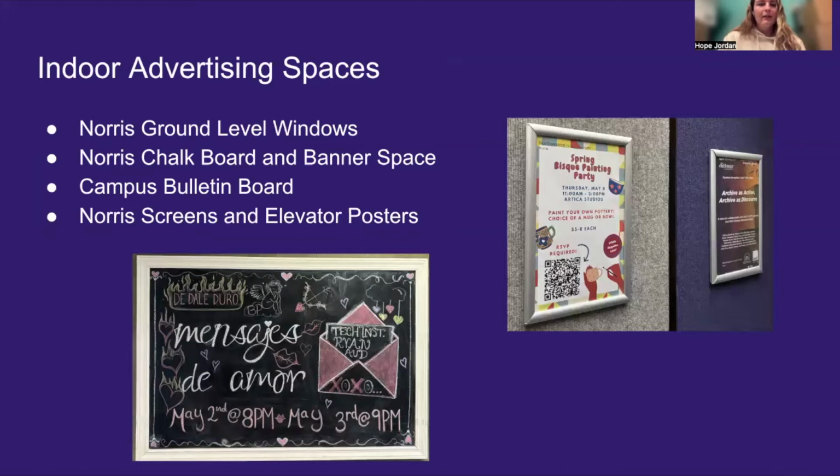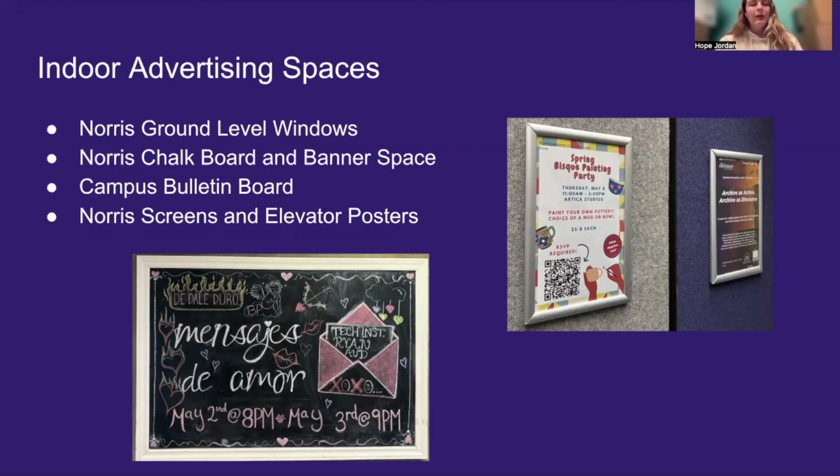Some indoor advertising spaces include the Norris ground level windows right by Mod Pizza. Be sure before you paint the windows that you have reserved that advertising space through Norris. You can rent supplies and paints from Arctica in the Norris Underground. You can also bring your own paints, just make sure they abide by the Norris restrictions on what type of paint you can use to paint the windows.